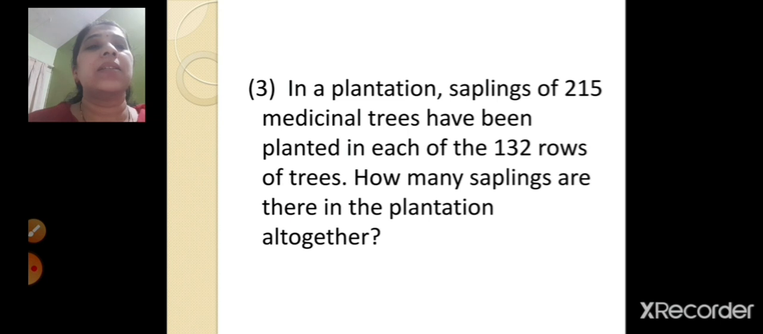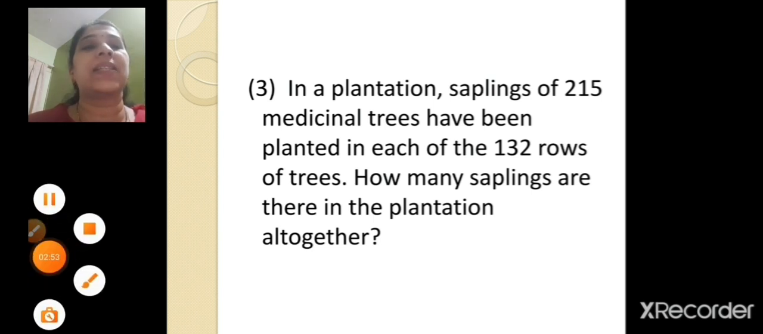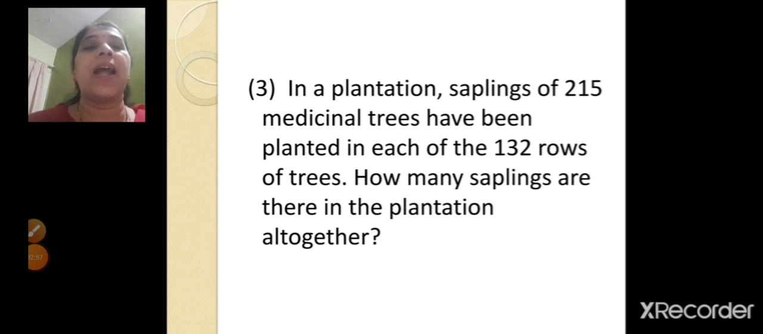In a plantation, saplings of 215 medicinal trees have been planted in each of the 132 rows of trees. How many saplings are there in the plantation altogether? So what is being given? 215 saplings of medicinal trees, right? They have been planted. And in how many rows? 132 rows, right? So you have to find out the total number of saplings that have been planted altogether, right? So we are going to multiply 215 into 132. So let's see.